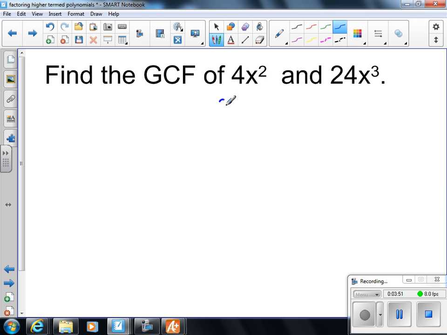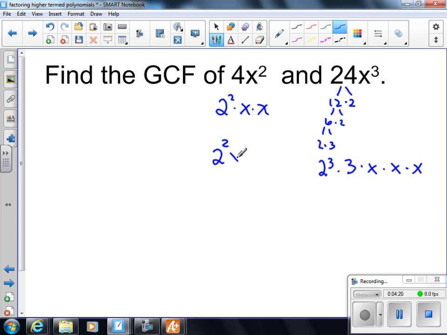What do I have? 2 to the second power times x times x. All right, and here I have what? Okay, 12 times 2, which I could still break down into 6 times 2. And 2 times 3, so I get 2 to the third power times 3 times x times x times x. Now you'll get in the habit eventually, you'll just think of this as 2 to the second power x to the second. And here you'll have 2 to the third times 3 times x to the third. Okay, and you won't have to write them all out.